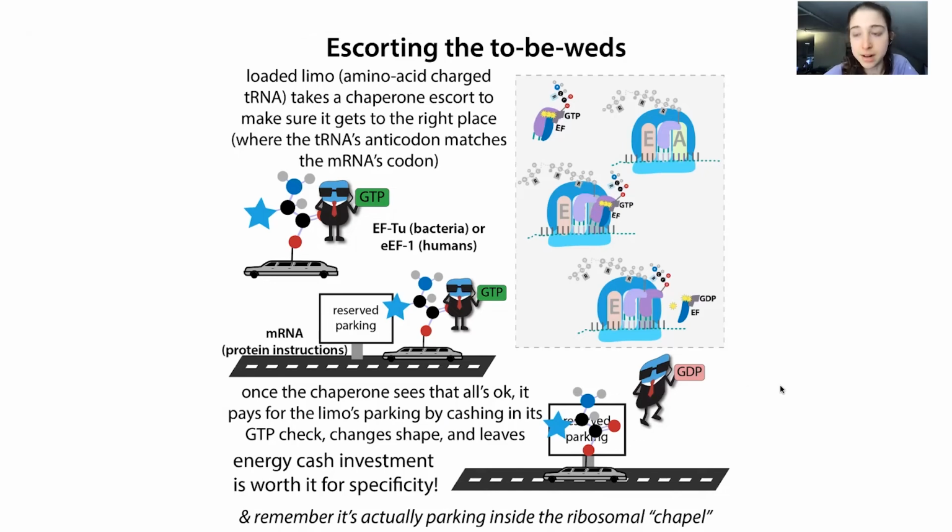So it has a free phosphate group, and then it splits, so it leaves. And when it does this, it's going to change shape, and this is going to help it leave. So in the GTP form, it's more strongly binding, and then once it sees that everything's okay, it can spend that GTP and change shape, so it no longer wants to bind as much, and then it'll leave. And this is going to help make sure that we have our specificity.